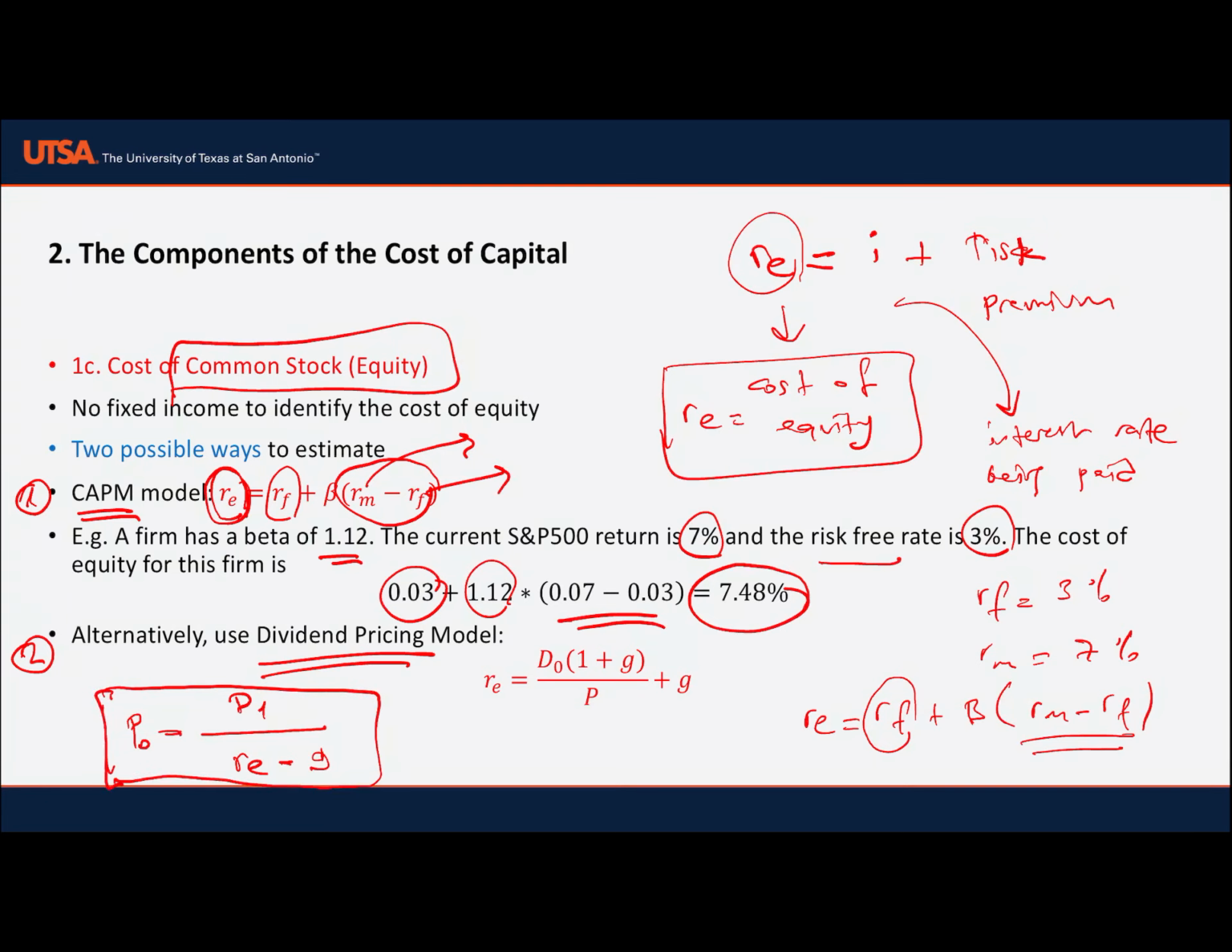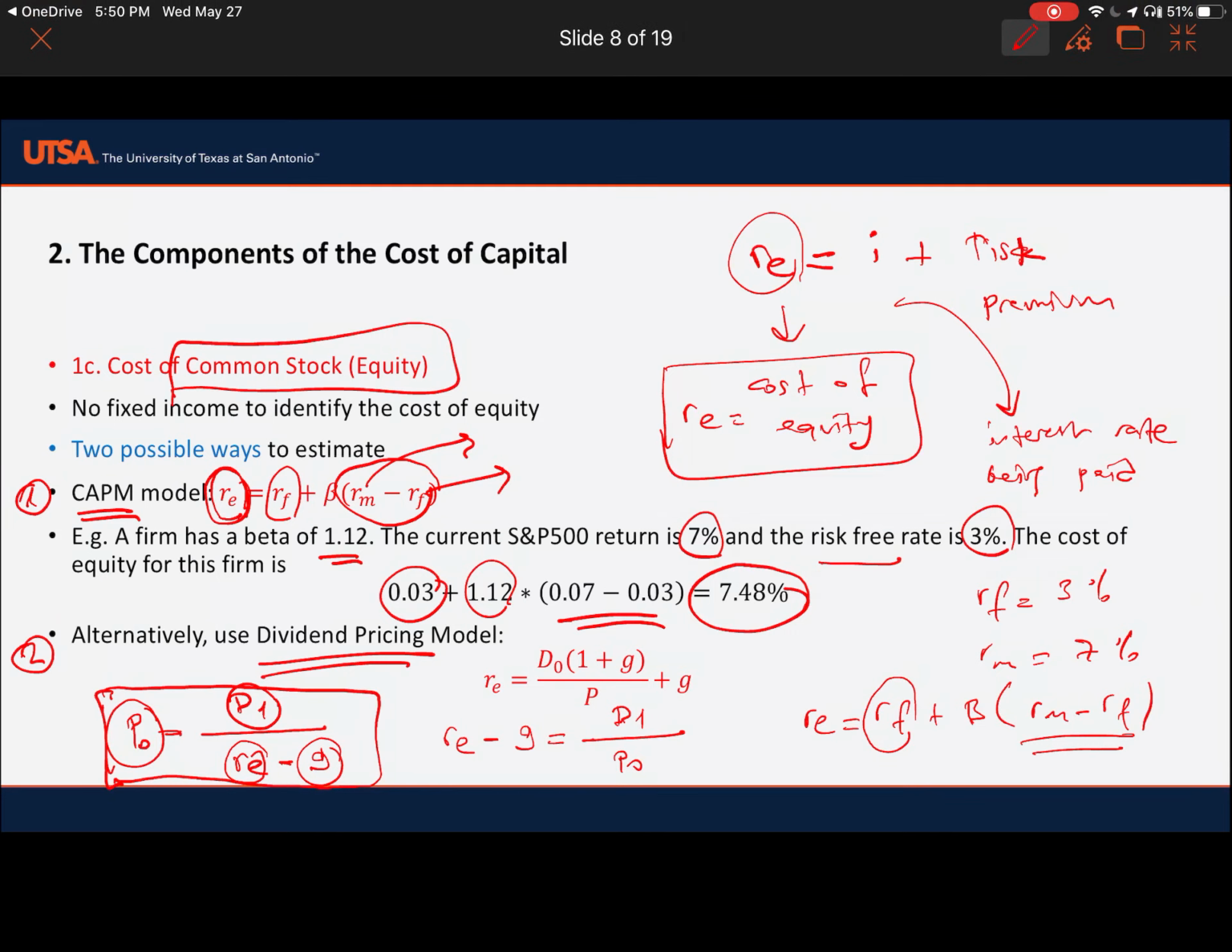This is the dividend paid in time 1. This is the price at time 0. This is the cost of equity, and this is the growth rate. So how can we find the cost of equity? I simply manipulate this equation: return on equity minus growth rate equals dividend paid in time 1 over price 0.